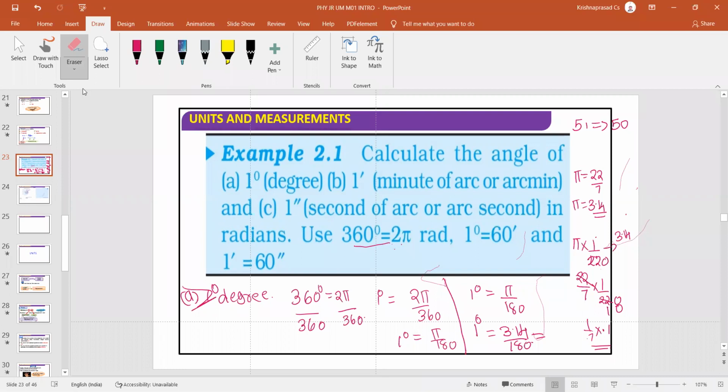Can you divide 3.14 by 180 and find out the value in rad? You have to divide and find out actually. Otherwise, there is no point in doing a numerical.